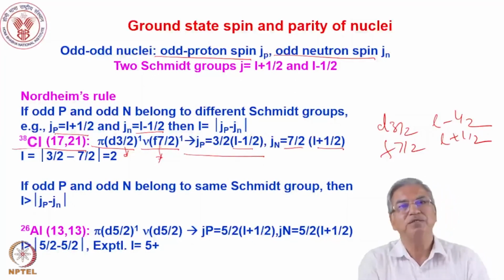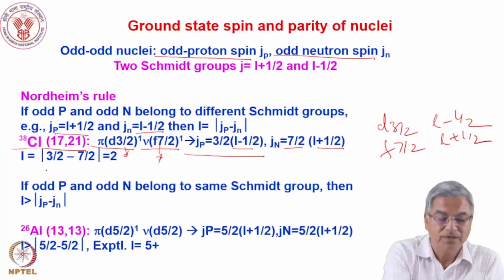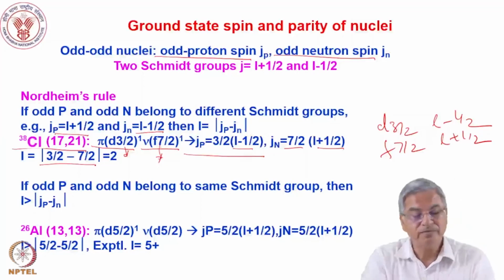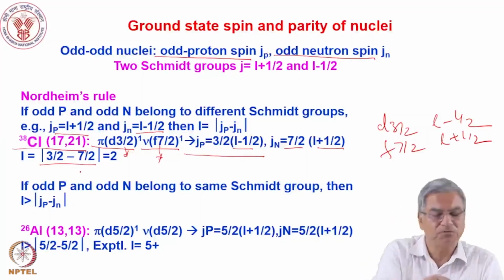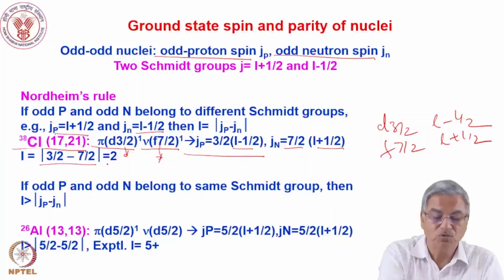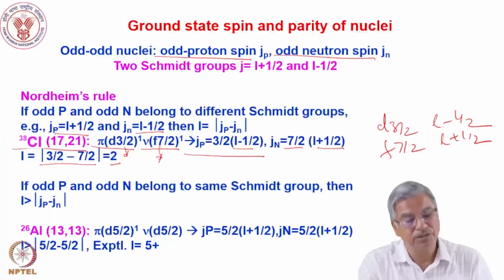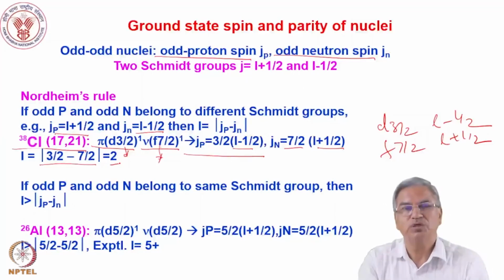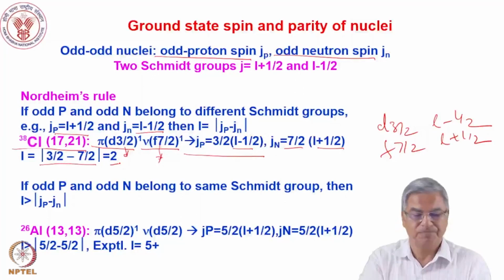So the nuclear spin of this chlorine 38 will be the difference between Jp and Jn, that is 3/2 minus 7/2, or 7/2 minus 3/2. It is the mod of that, so that is equal to 2. And chlorine 38 ground state spin is indeed 2. So this Schmidt group, this Nordheim's rule, very well explains the spin of nuclei having an odd-odd configuration.